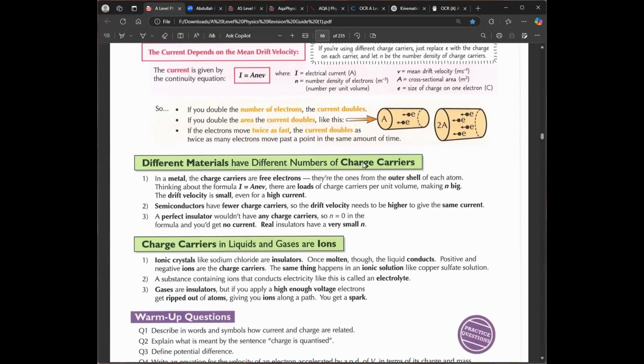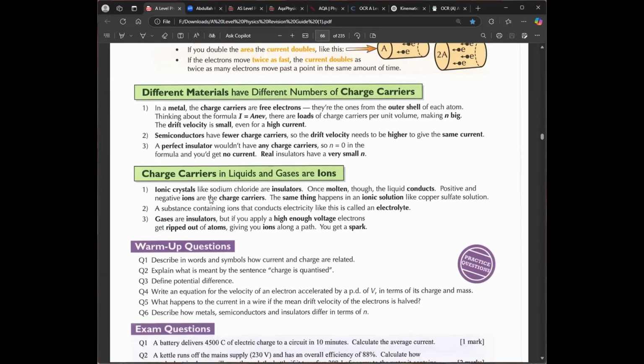Different materials have different numbers of charge carriers. So again, as I told you, N would be different for different materials. For a very good conductor, obviously the value of N would be greater than something like an insulator, for which it would be very, very small. So if you want more current to flow through something, you have to look at N for that. What is the value for N? It's different for different materials.